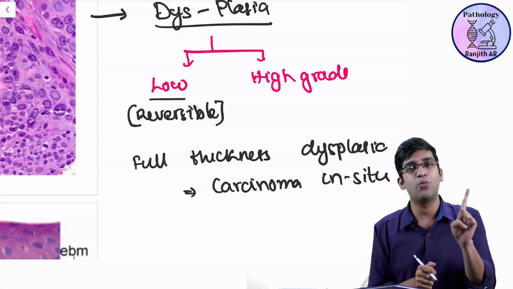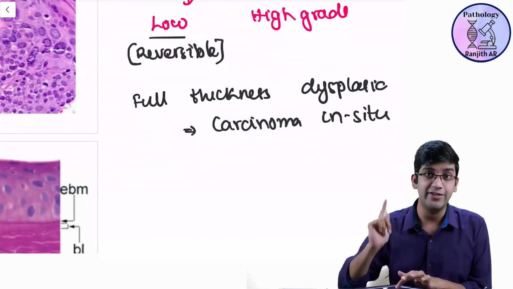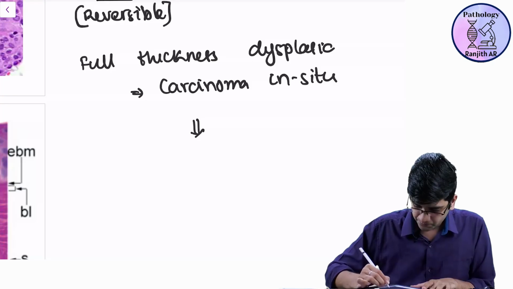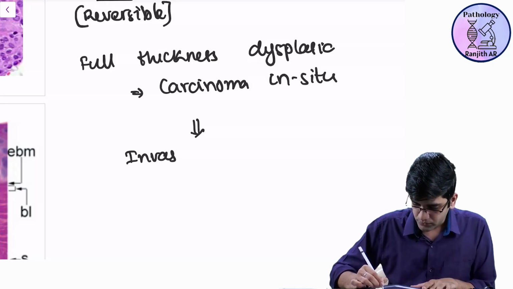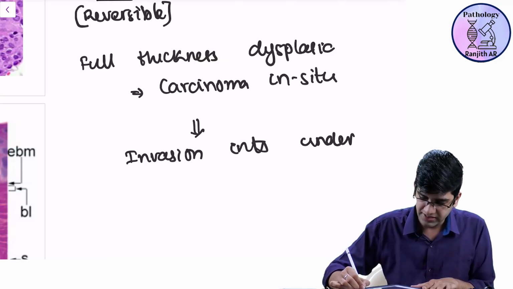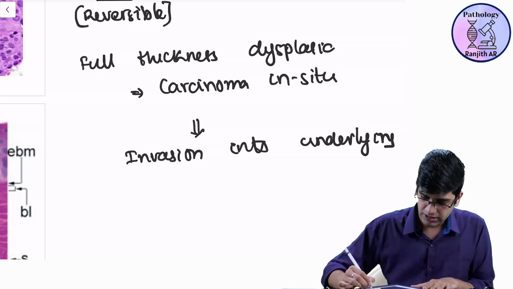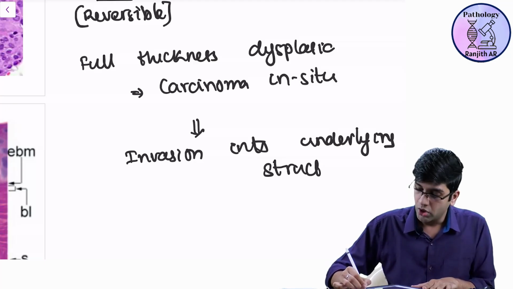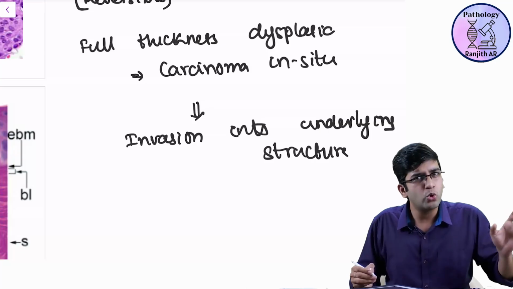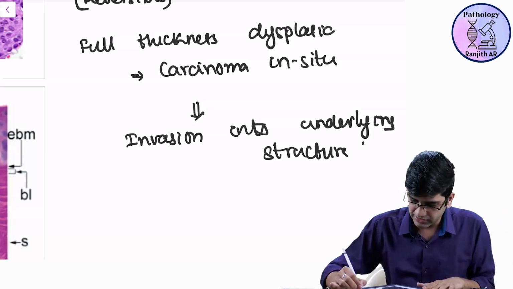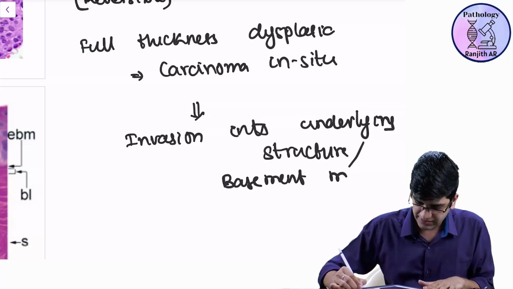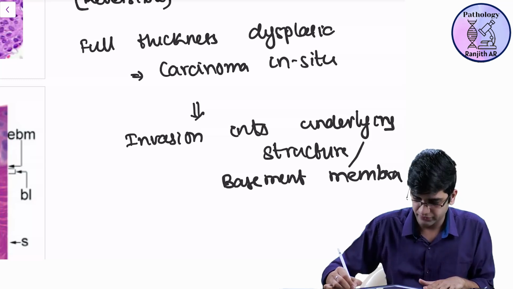Why? I need to have one more important finding, that is invasion. I will call something cancer when there is an invasion into underlying structures. When there's an invasion into underlying structures, I'm going to call it a cancer. Or in other words, it's also said as invasion of basement membrane, because most of the epithelium will have basement membrane. Underlying structures or basement membrane. When I have that, I'm going to call it cancer. That's it. Fine? Clear?